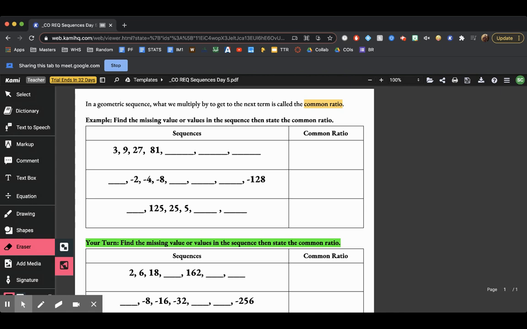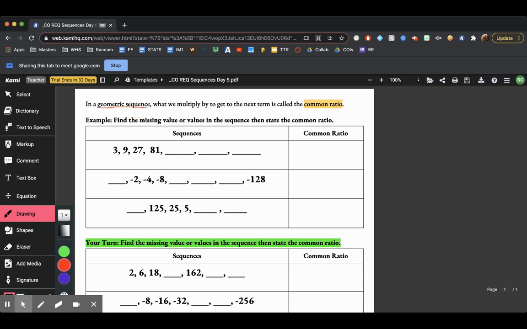Okay, so in this lesson, we are going to focus on geometric sequences. Instead of adding or subtracting, we're going to be multiplying or dividing. What we need to find in order to do that is the common ratio. With the common ratio, we are multiplying one number to go to the next term.